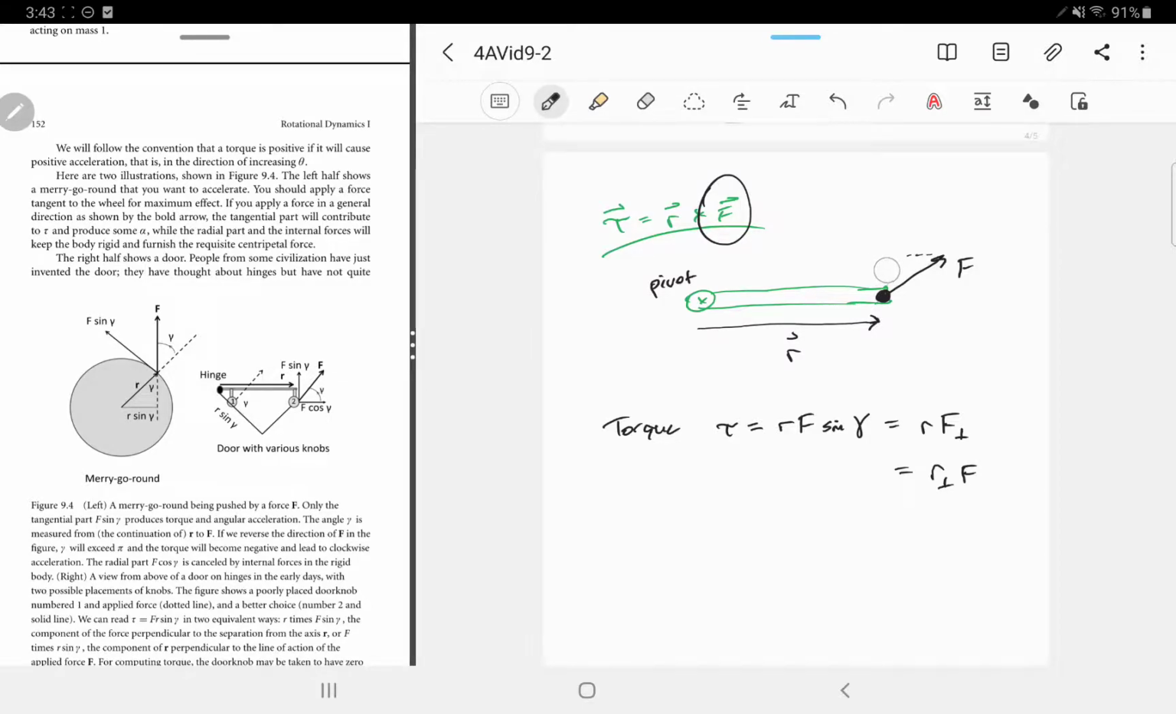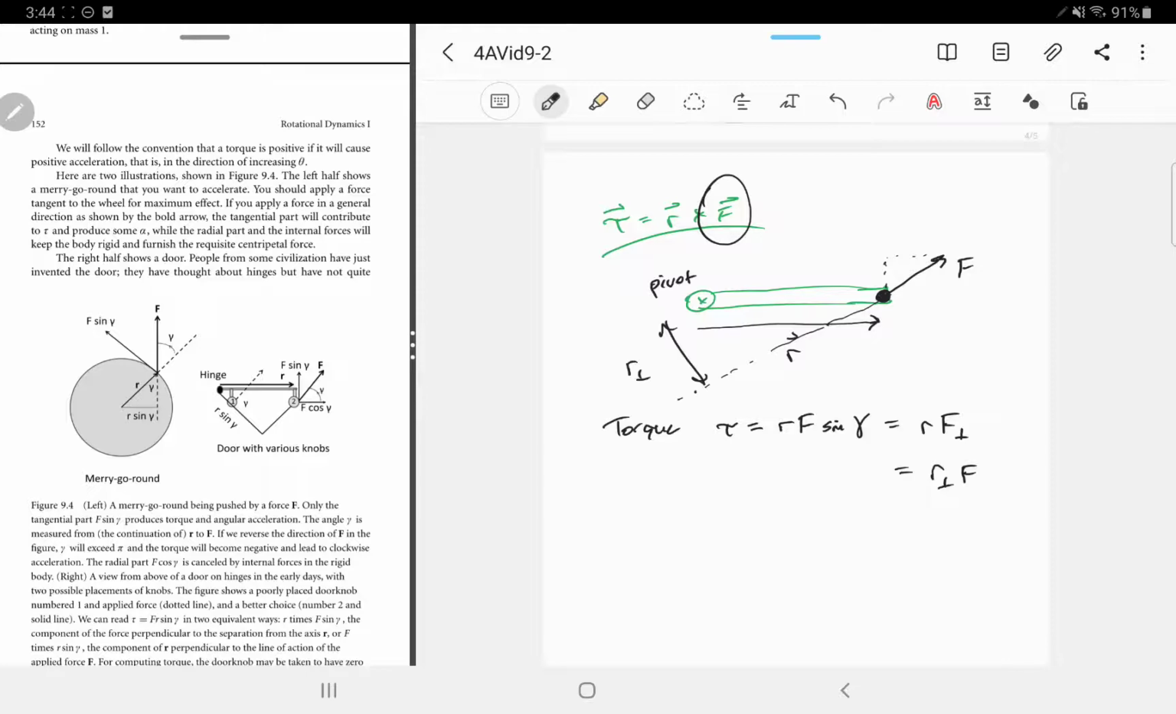Another way of looking at it, if you had that force, is to draw a line for that force, and then it's the minimum distance that line of force makes with the pivot. This r perpendicular is what's called the moment arm. So a few different ways to think about this: either r perpendicular, or you could talk about F perpendicular.